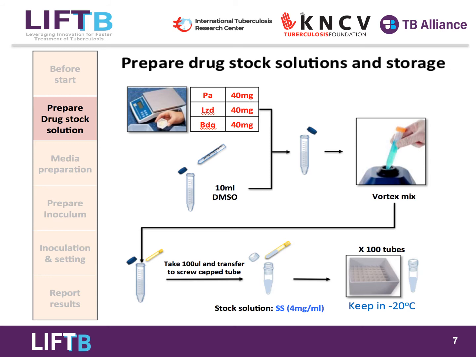5. Aliquot 100 microliter of each stock solution into sterile screw-capped vials using a 200 microliter micropipette. 6. Once reconstituted, the stock solution vials should be transferred to separate cryo boxes for each drug and stored at -20 degrees Celsius for up to 6 months. 7. Once thawed, use immediately and discard any unused portion.